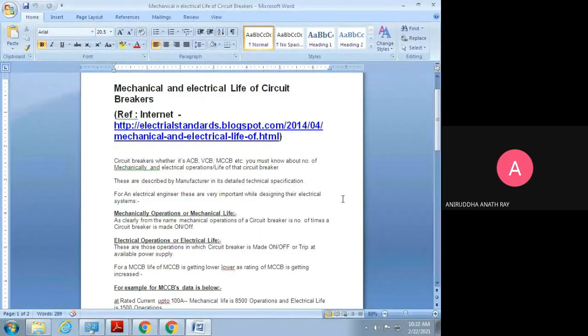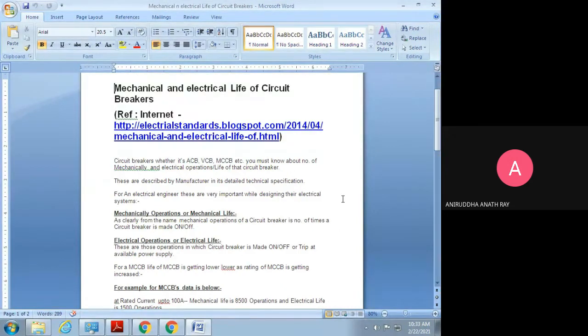the circuit breaker. Now, circuit breakers, whether it is air circuit breaker, vacuum circuit breaker, MCCB, etc., you must know about the number of mechanical and electrical operations, or the life, of that circuit breaker. These parameters, the mechanical and the electrical operations of a circuit breaker, are described by the manufacturer in its detailed technical specification. For an electrical engineer, these are very important while designing their electrical system.